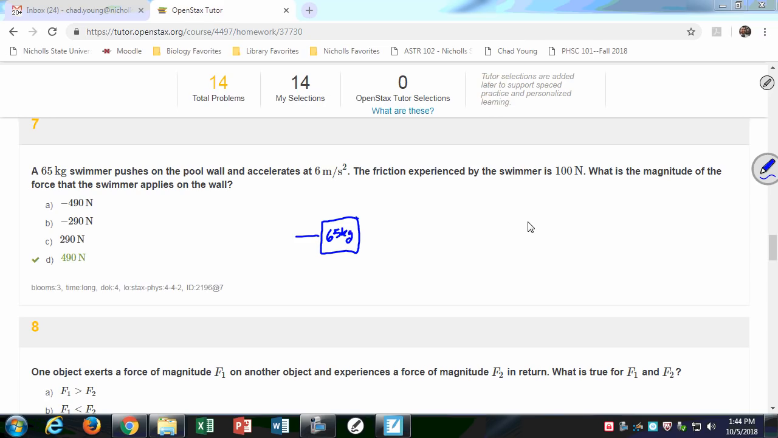I know the friction is 100 newtons, and I want to know the magnitude of this force. What is this force equal to? And I know the acceleration is in this direction at 6 meters per second squared. So just like we've been doing, sum of the forces equals ma. F minus 100 equals 65 times 2.